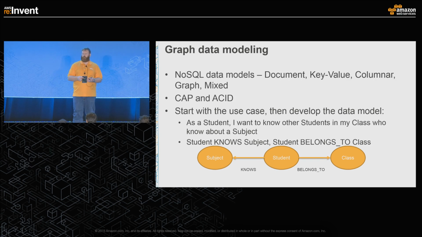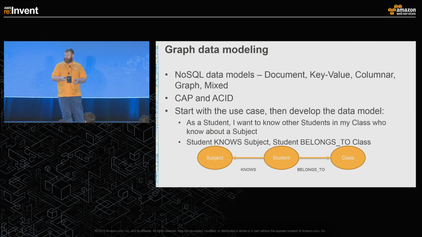So when it comes to graph database modeling, it really helps to first start off with what is the use case that you're trying to answer. I have a very trivial one up here that says, as a student, I want to know other students who know something about a subject. Then you can extend that model by breaking it down into the nouns and the verbs, and say a student knows a subject, a student belongs to a class, and then you can start extending that in terms of the actual underlying graph of the relationships between the students, the subjects, and the knowledge.